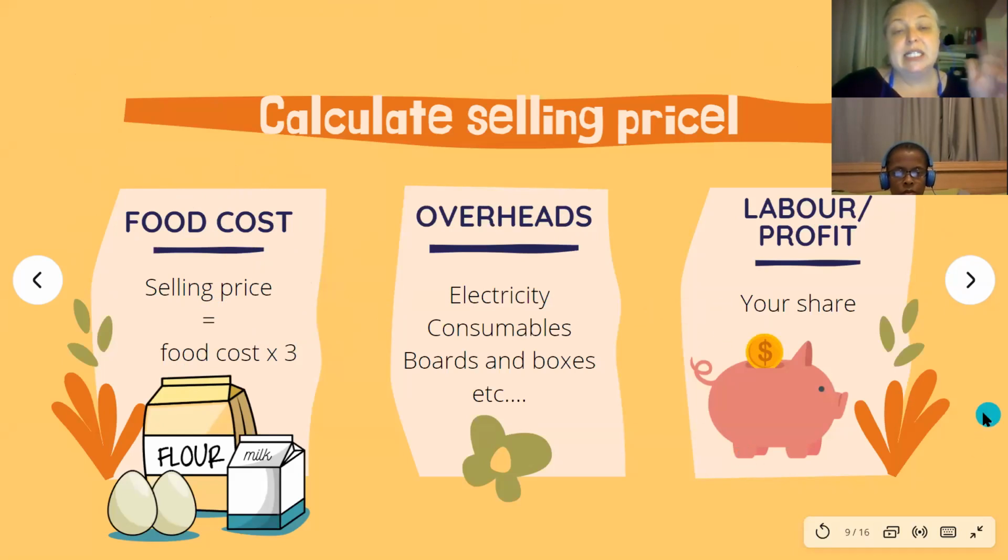So for instance, if the cost of the ingredients is 100 Rand, you're going to sell it for 300 Rand. The thinking here is that 1/3 is your food cost, 1/3 is your overheads, and 1/3 is your profit or labor, however you want to think about it.